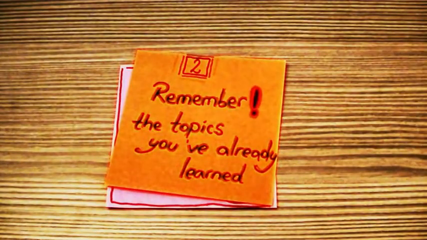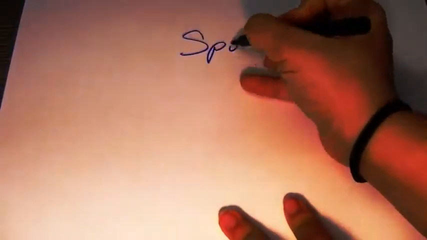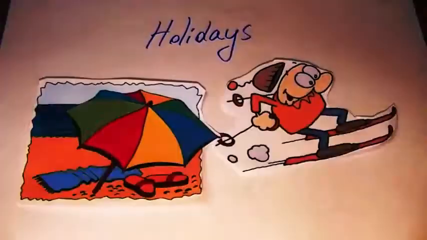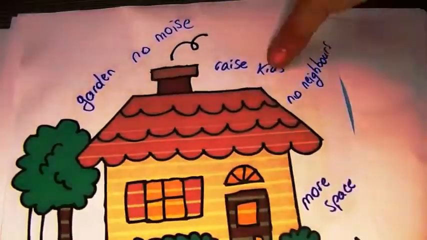The topics you'll have to compare are probably familiar to you. Here are a few examples. 2 types of sports, like basketball and golf. 2 types of holidays, like summer and winter. 2 types of jobs, like scientist and miner. 2 types of homes, like apartments and houses.